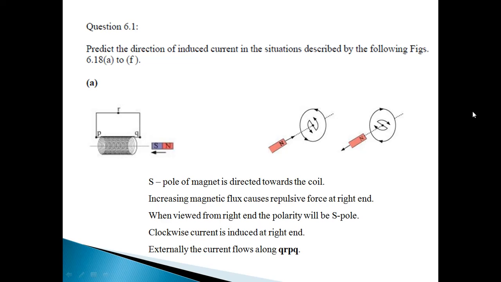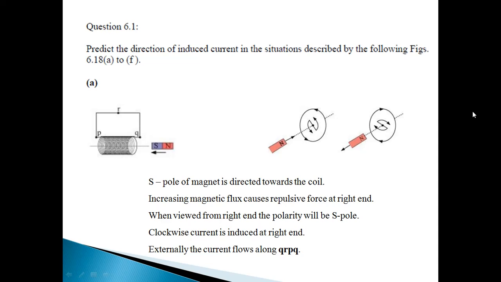So A. The direction of induced current is usually determined by using Lenz's law. Let us see what is Lenz's law. The polarity of induced EMF is such that it tends to produce a current which opposes the change in magnetic flux that produces it. So this is Lenz's law.